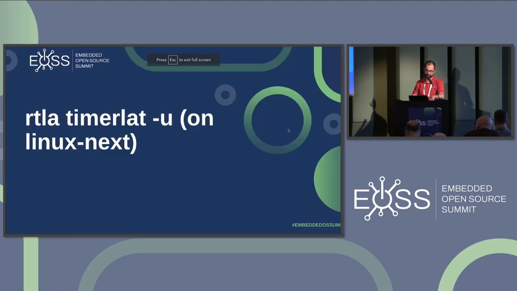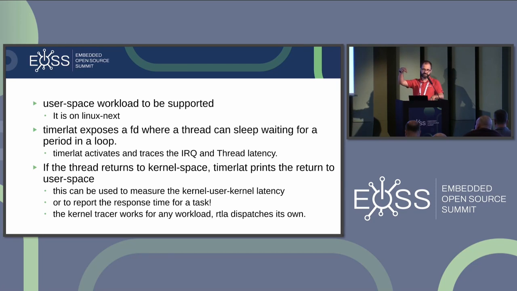It's on Linux Next, which is running Timerlat in the thread in user space. Here, Timerlat exposes a file descriptor that the tool can use to activate Timerlat from user space. And with this use case, I can have three reports of latencies. I can still have my IRQ latency, the exact moment it was scheduled without any overhead of going to user space, just the scheduling, trying to isolate the variables more every time. Isolating variables to get more precision. And also when it returns to the kernel space, I print another latency, which is the schedule return.